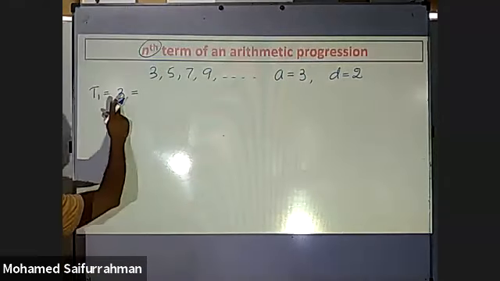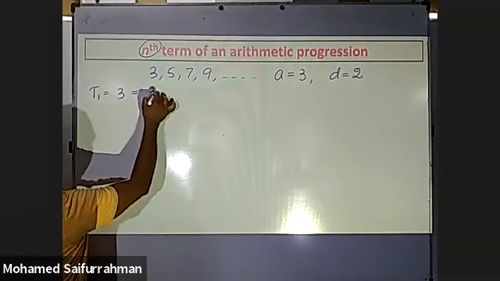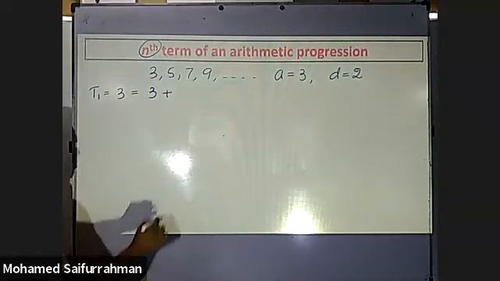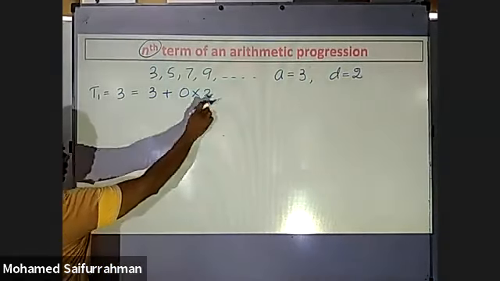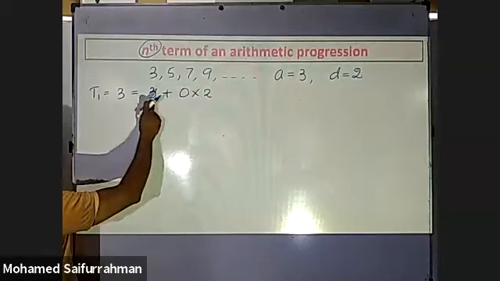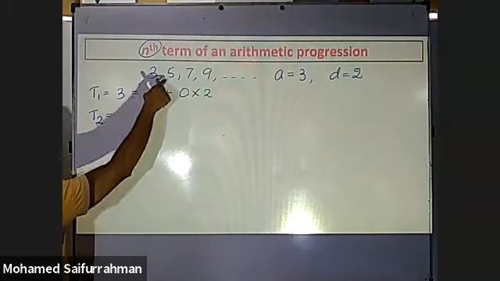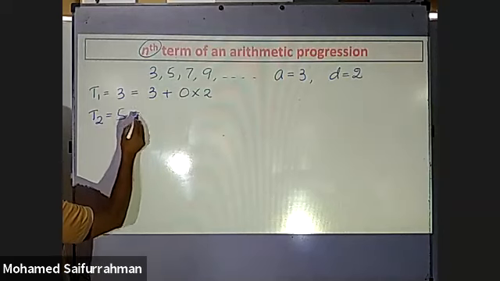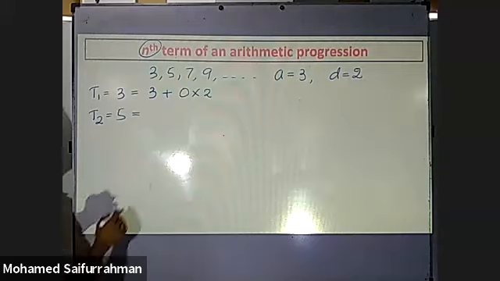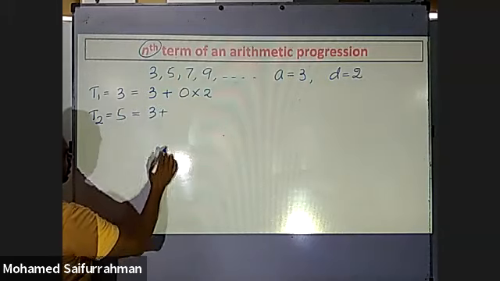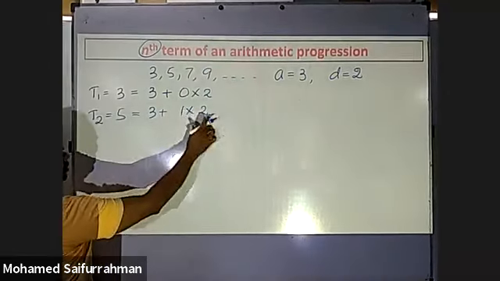Then how to express 3 in terms of A and D? A is 3 plus 0 times 2. 0 times 2, 0 plus 3, answer is 3. T2, 5. How can we express 5 in terms of A and D? 3 plus 1 times 2. Answer is 5.